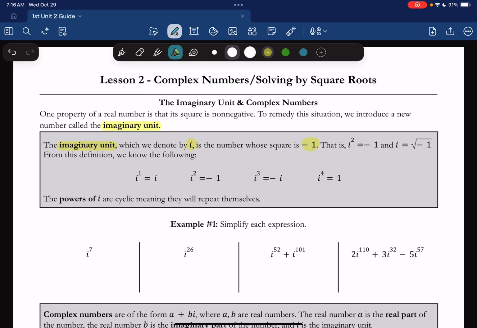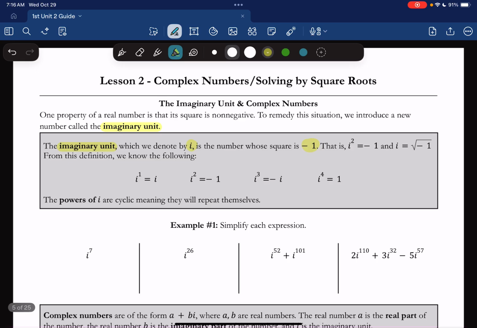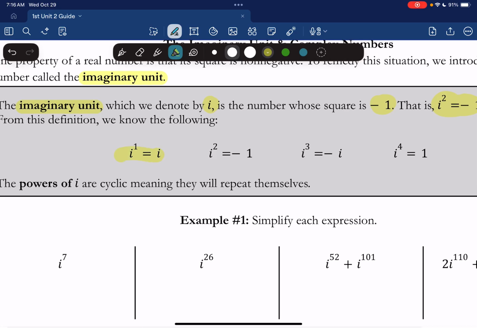Up until this point, we know that a negative times a negative gets me a positive. But if I bring in now this imaginary unit in the complex number system, I am able to square a value and get a negative number. So the definition of these is that i squared is -1, i is the square root of -1. So i to the first is i, i squared is -1.